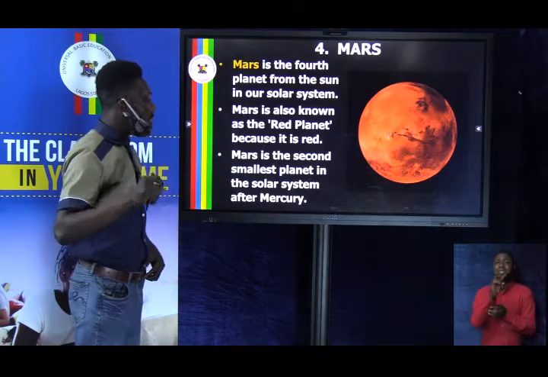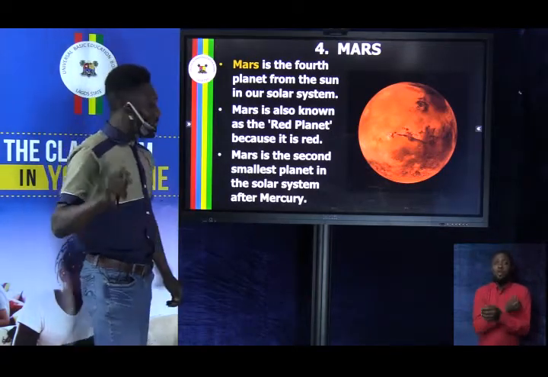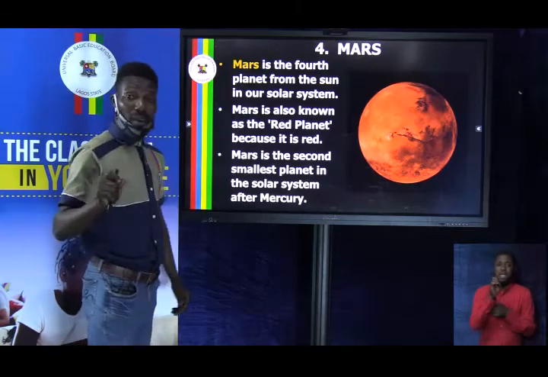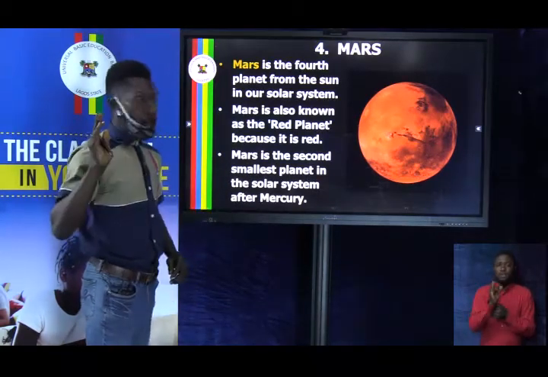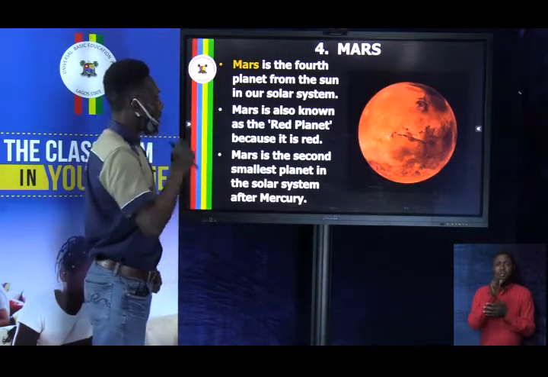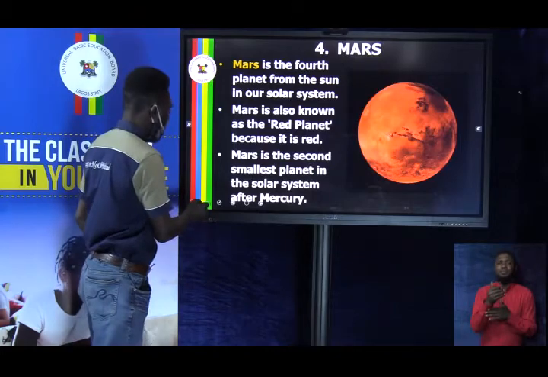Mars is the second smallest planet in the solar system after Mercury. That is Mars. So what's the next one? The J is what?